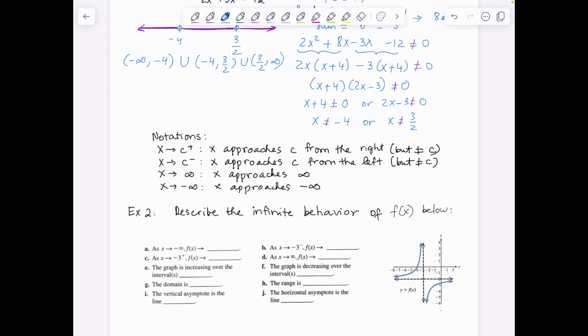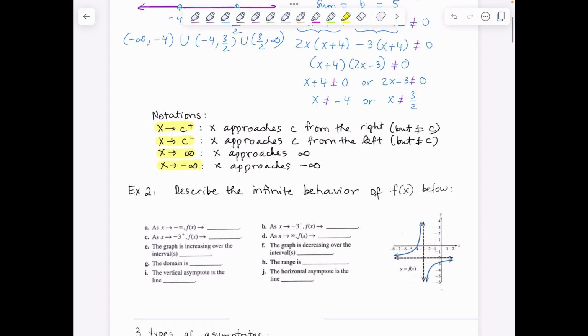Now let's talk about some notation, and then we're going to investigate the behavior of a rational function. So if you see x and then arrow to c plus, that means x approaches the value c from the right. And then this second one here means x approaches the value c from the left. And in both cases, they will not equal c. It will just get close to it, but never equal c. And then the next one is x approaches infinity, and then the last one is x approaches negative infinity.